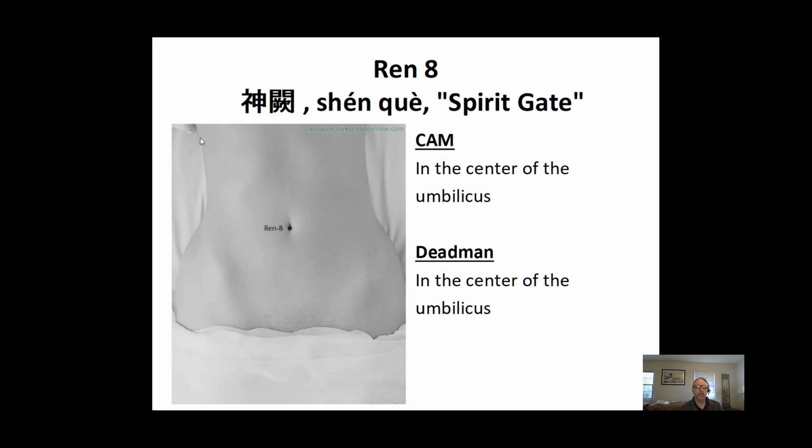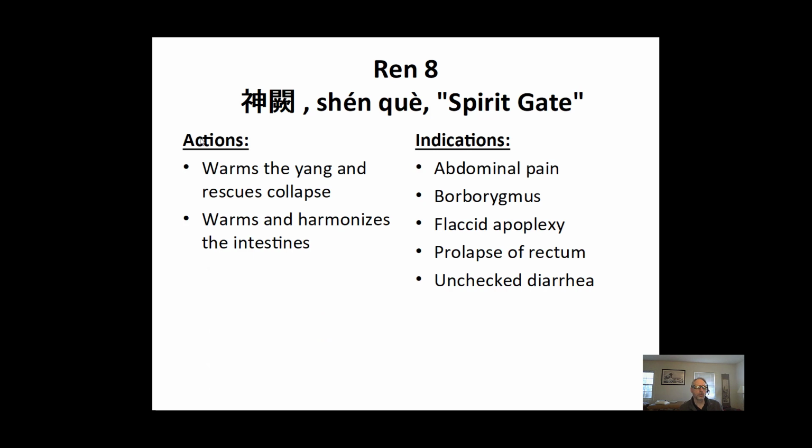Ren 8. Ren 8 is the belly button. It's also translated as the spirit's gate. In Taoism and in Buddhism, we believe the soul of the baby travels down the umbilicus. That's how the soul enters the body, hence the name, spirit gate. Ren 8 is contraindicated for needling. We only do moxa here.